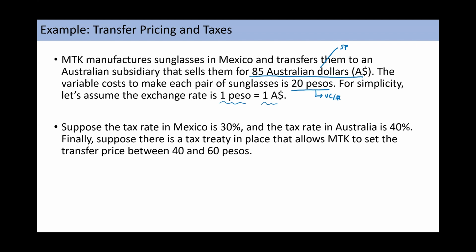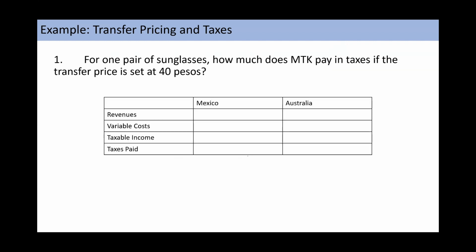The tax rate is different. Mexico has a tax rate of 30%, and the tax rate in Australia is 40%. Finally, suppose that there is a tax treaty in place that allows MTK to set the transfer price somewhere between 40 and 60 pesos. So they can't set the transfer price lower than 40 or higher than 60 pesos. So assume that MTK decided to go with the lower bound and set the transfer price at 40 pesos.